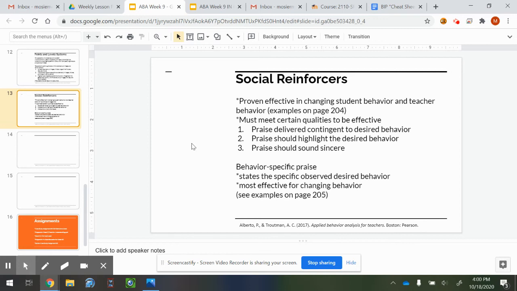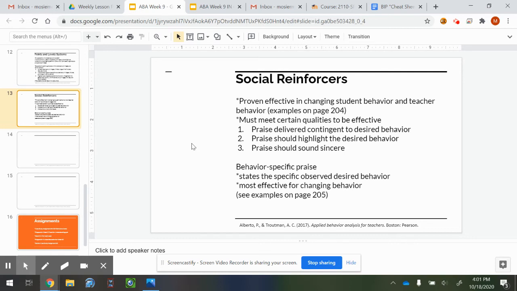Social reinforcers must meet certain qualities in order to be effective. The praise has to be delivered contingent to the desired behavior. So, if we're trying to shape behavior, we have to make sure that we're praising specifically that behavior. The praise should also specifically highlight the desired behavior. So, we'll talk about behavior specific praise here in a second, but that's what we're talking about. And the praise should sound sincere, and kids can pick up on it very quickly if you're not sincere. So if that's something you have a hard time with, practice faking it until you make it.